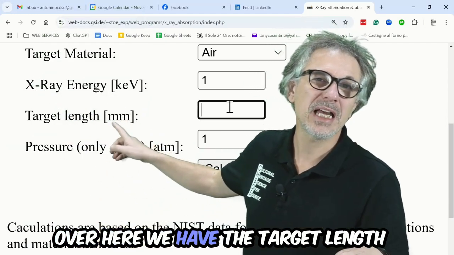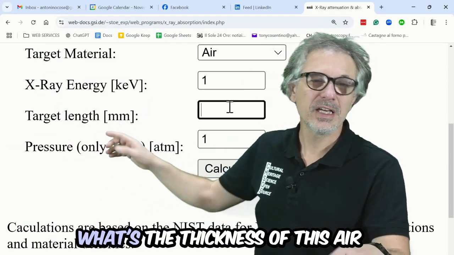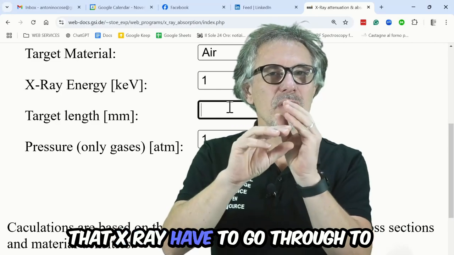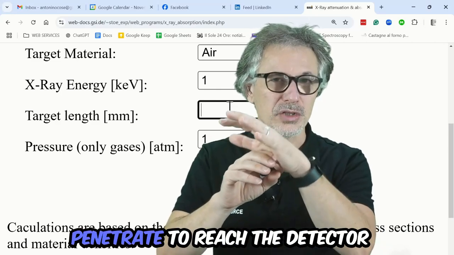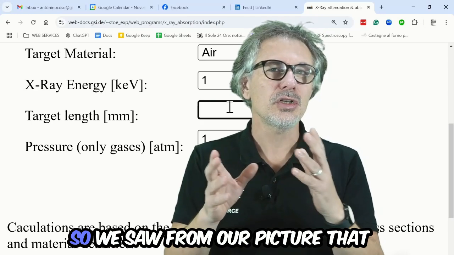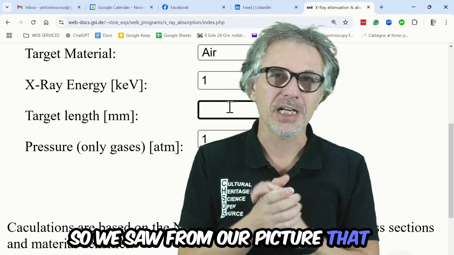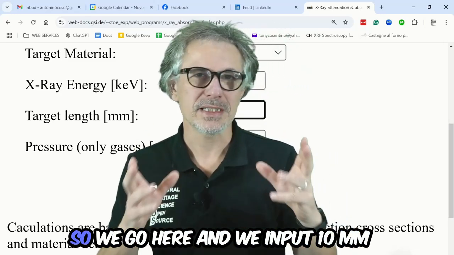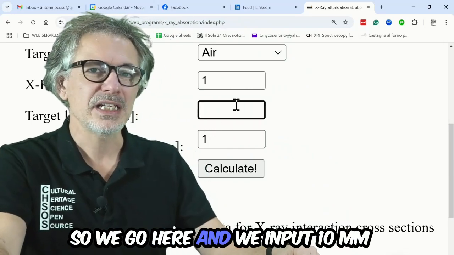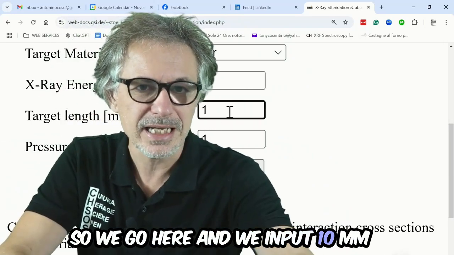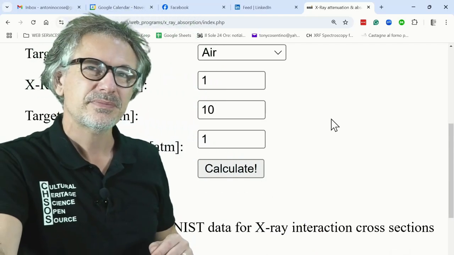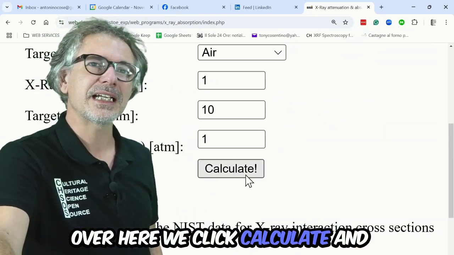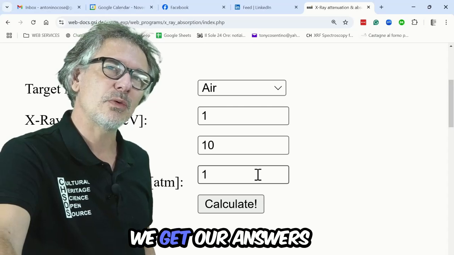Over here we have the target length. What's the thickness of the air that the X-rays have to go through to reach the detector? We saw from our picture that it is about 10 millimeters, 1 centimeter. So we go here and input 10 millimeters. The pressure we can leave at 1 atmosphere. We click calculate and we get our answers.